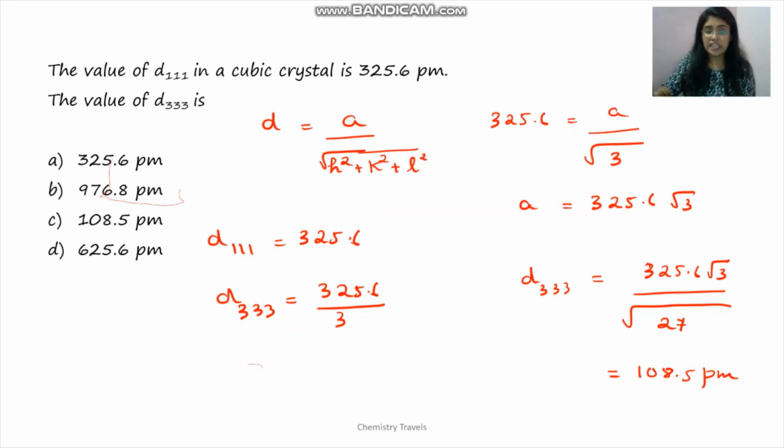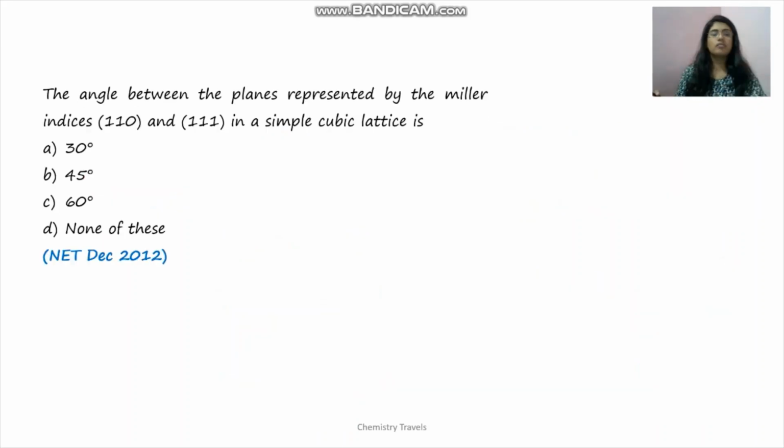Suppose if D222 was asked, I just have to divide my D111 value by 2. D222 means I divide by 2. D333 plane means I divide by 3. So however many times extra this plane is, I can just divide that number by that many times and I would get the answer correctly. I don't have to find this A1 and go.